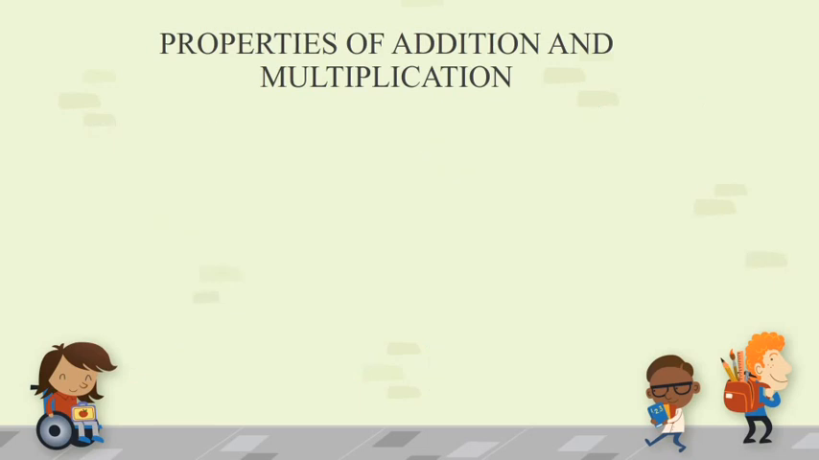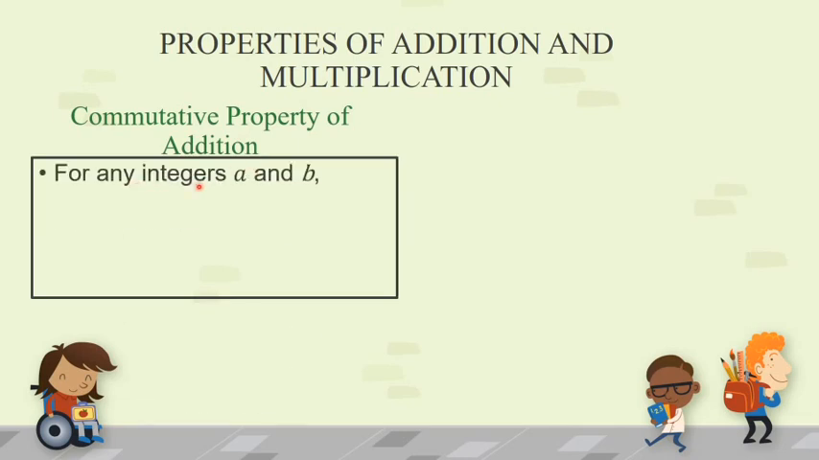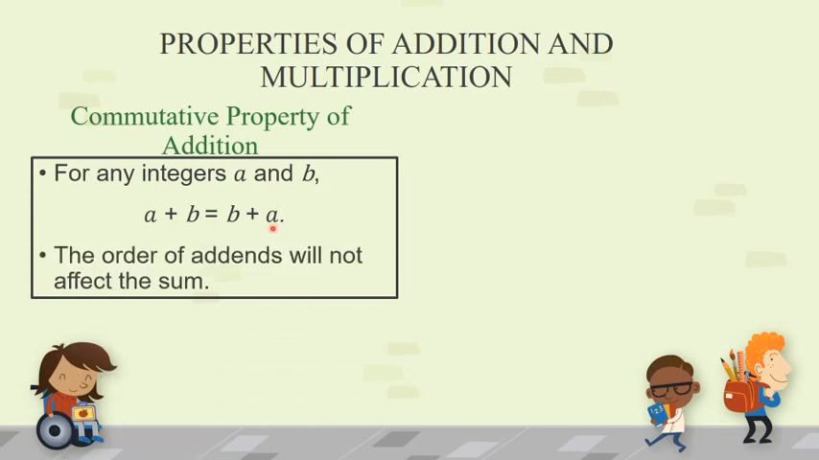We have the second properties. So we have the commutative property of addition. In symbol, for any integers a and b, a plus b is equal to b plus a. It means that the order of addends will not affect the sum. So let us study the following examples.